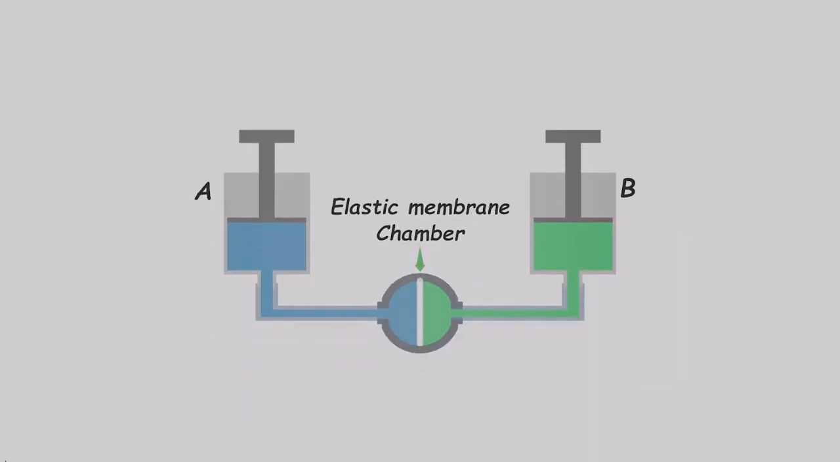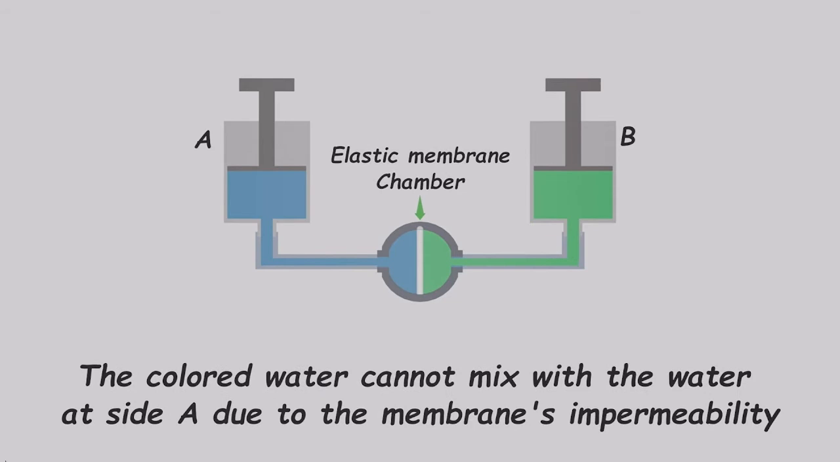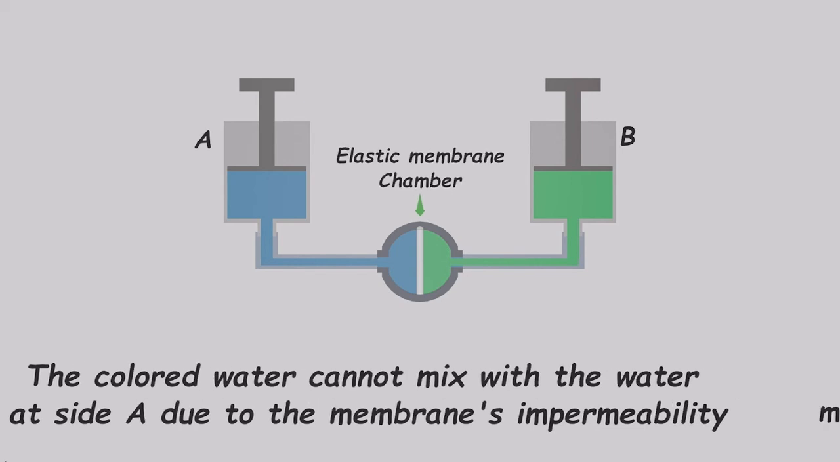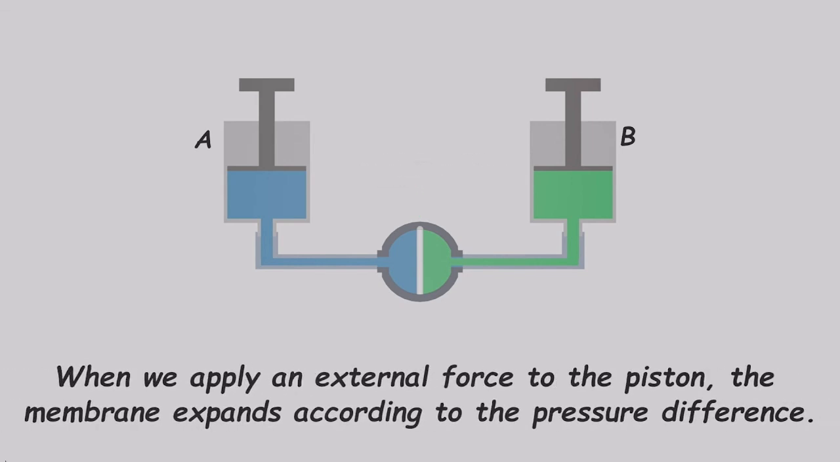Here, we have an elastic chamber connected to a water pipe, acting as a barrier between two sides. Water from side A cannot flow to side B, and vice versa. We've dyed the water in side B with green color, but it can't mix with the water in side A due to the membrane's impermeability. This elastic membrane can stretch to a certain degree, allowing the piston to move based on the water pressure difference between the two sides.